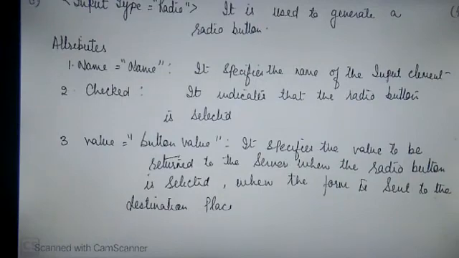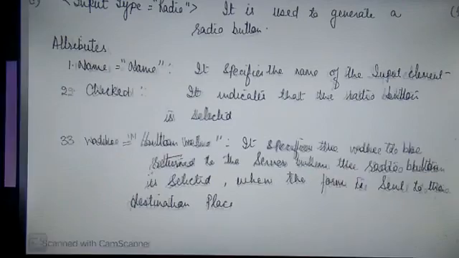Now the next here is the radio button. It is used to generate a radio button, and the attributes again are 3. Name equal to name, checked, and value. The name specifies the name of the input element. Checked indicates the radio button is selected, and value specifies the value to be returned to the server when the radio button is selected. The form is sent to the destination place.